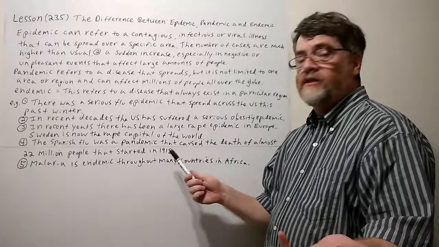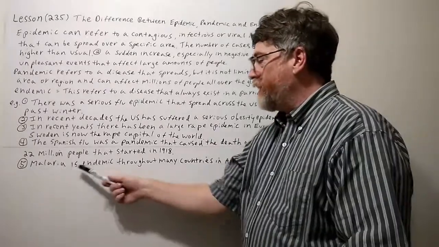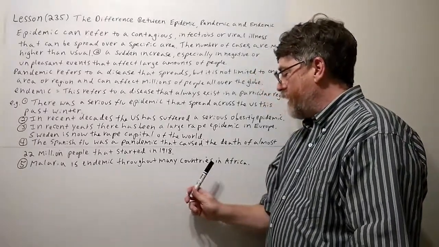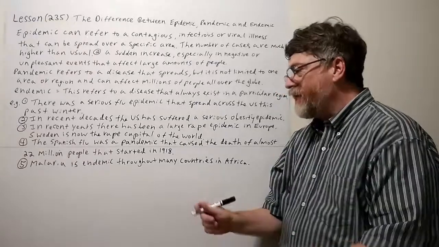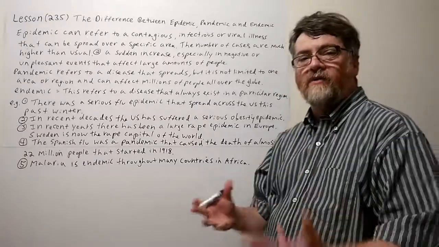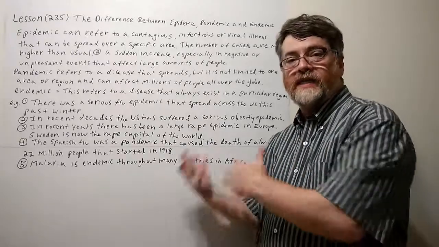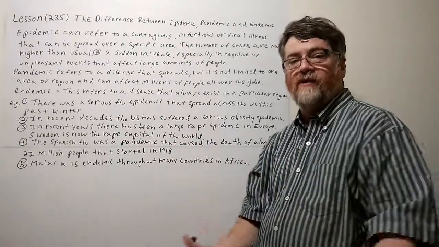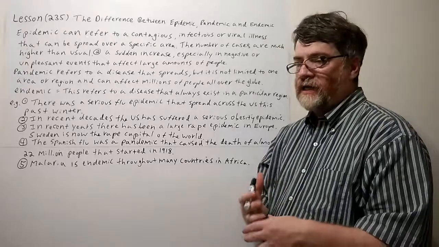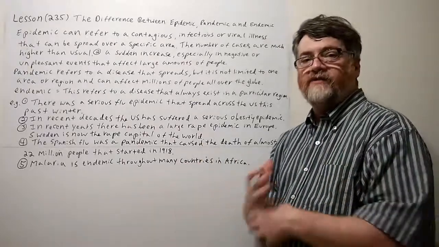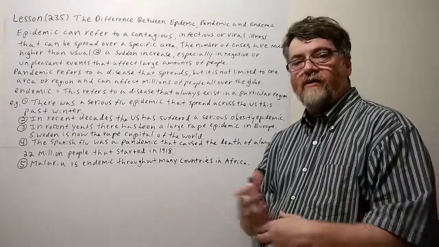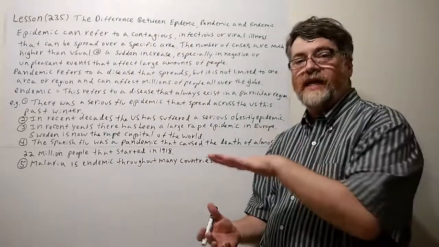Okay, good. And let's look at the last one here: Malaria is endemic throughout many countries in Africa. So there are some countries in Africa that are always dealing with malaria. It's not like you're specifically saying that this year is worse than last year, or there's a sudden increase. This is just a problem that always exists, and they have difficulty wiping it out or getting rid of it completely. So it's endemic to a particular area.